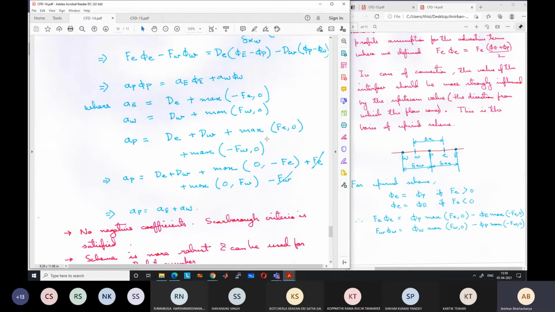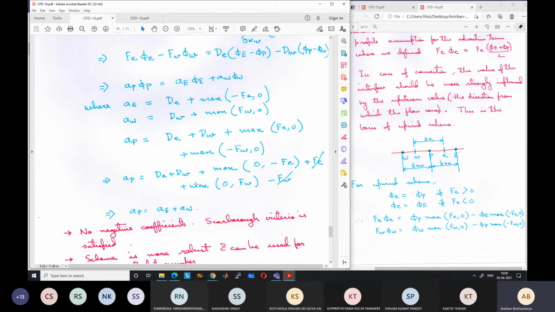So we can rewrite this max of Fe comma 0 as max of 0 comma minus Fe, plus Fe. So basically this is the same thing. If you add Fe to this, you will get maximum of Fe comma 0. So we have taken out one Fe from this term. So we can rewrite this as maximum of 0 comma minus Fe plus Fe outside. There is a reason for writing this.